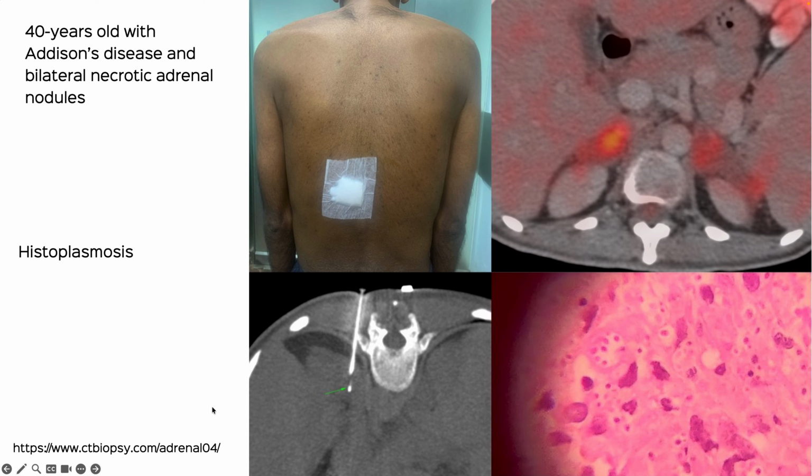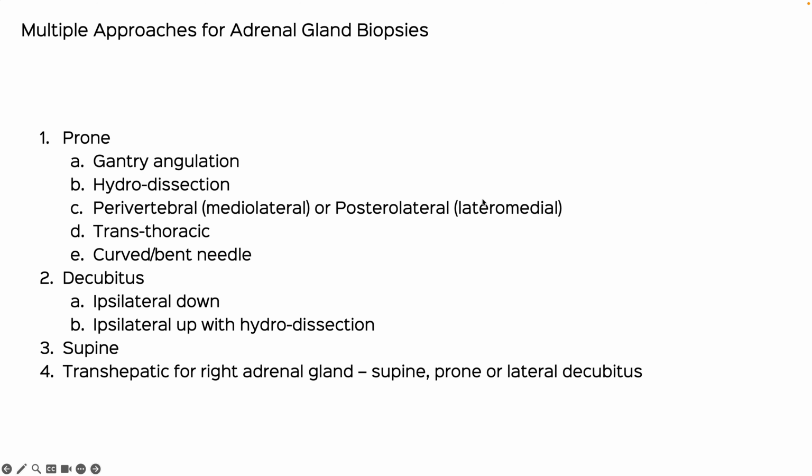And I did one post at ctbiopsy.com, the URL is here, of this patient who had these brown pigmentation due to Addison's, had bilateral large adrenal lesions, biopsied the left one, and the patient had classic histoplasmosis. Just for those who are interested in adrenal gland biopsies, you can do them in the prone and decubitus positions. Very rarely, if the lesion is very large, you might use the supine position. And I have in the past, many years ago, used the transhepatic approach, but nowadays I find that I can usually figure out a way in the prone or the decubitus position.